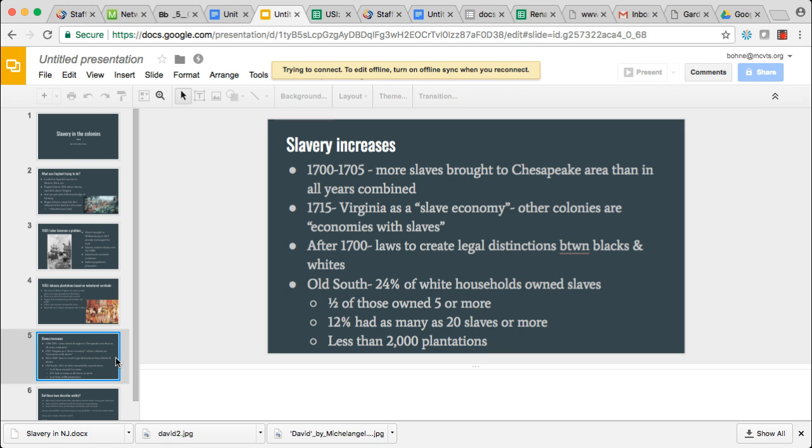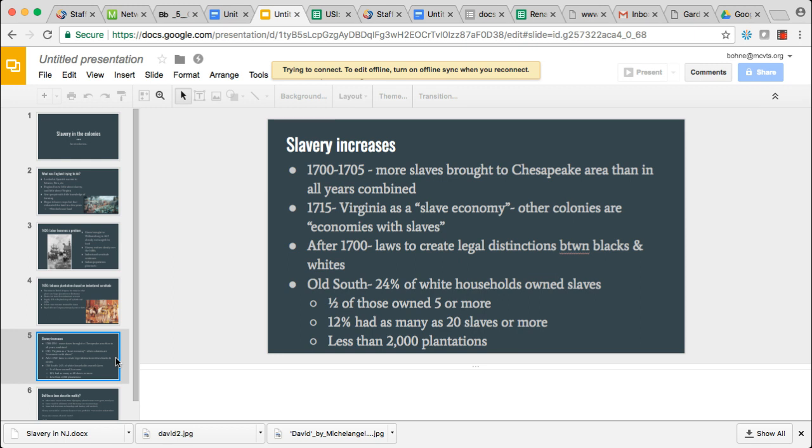Okay, so we have this here. The way slaves came to the different parts of the colonies was also different. So you have the Old South. 24% of all white households owned slaves. Of those, only half of them owned 5 slaves or more. And in order to be called a planter, you needed to have at least 20 slaves. Only 12% of slave owners had that many.